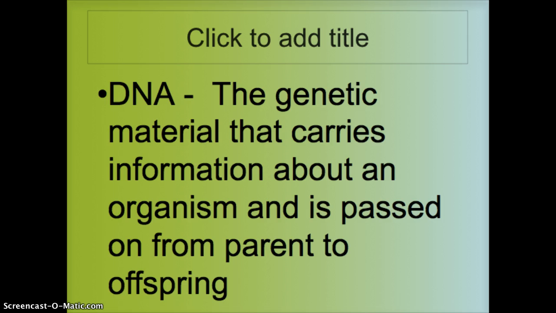So essentially, in my own words, it's the code inside all of us, inside any living thing for the most part, that tells us why we look the way we do, why we act the way we do. Basically, it's our directions for making us who we are. And the part about being passed from parent to offspring is that once any animal or plant creates a new living offspring, a lot of our DNA is passed on to that offspring.